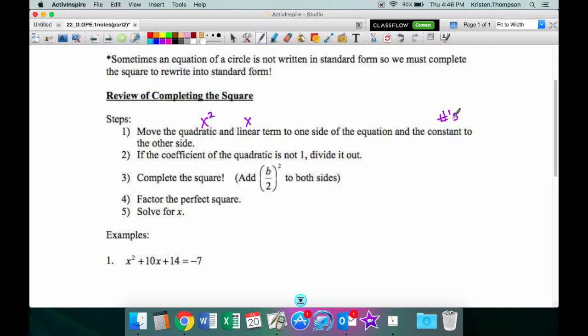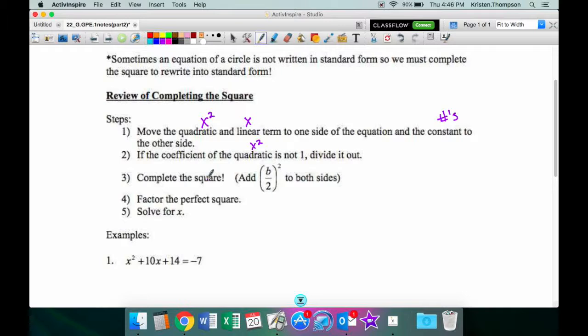If the coefficient of the quadratic term, so if our number in front of the x squared, is not 1, we'll divide it out. Most of our problems will have a coefficient of 1 and we'll be able to skip this step, but if the coefficient is not 1, then we will have to go ahead and divide it out so that it is 1.